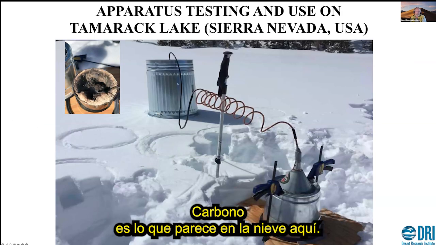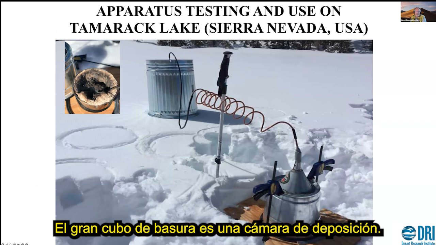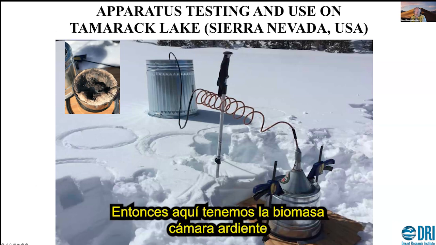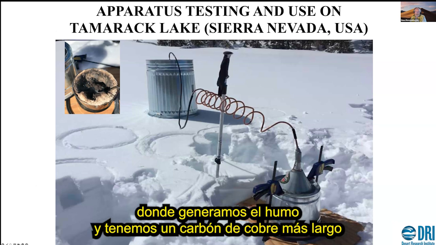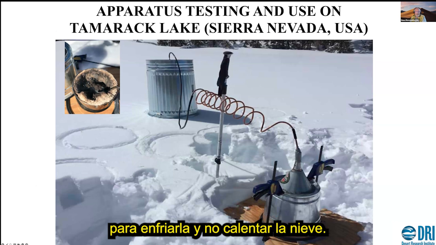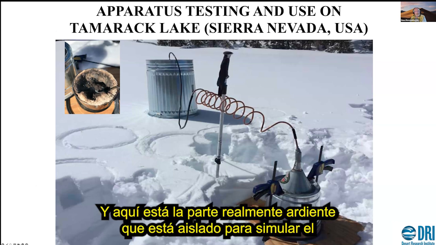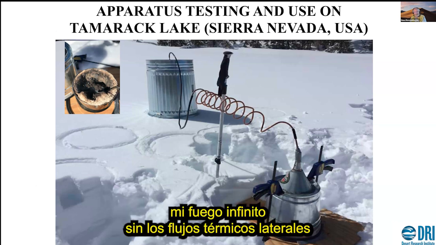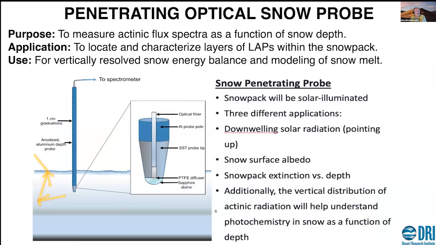Here's what it looks like in the snow. Here, the big trash can is a deposition chamber. Then here we have the biomass burning chamber where we generate the smoke. And we have a longer copper coil to cool it off so we don't heat the snow. And here's the actual burning pot, which is insulated to simulate semi-infinite fire without lateral heat fluxes.